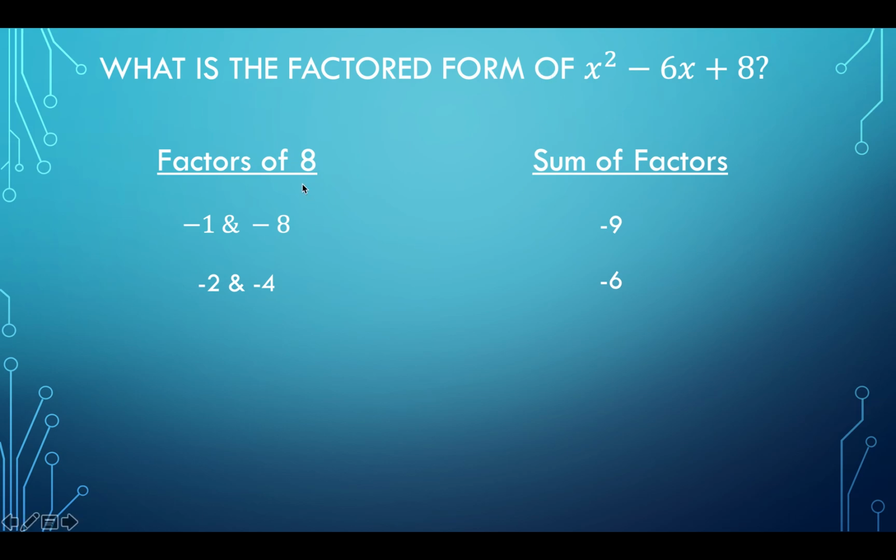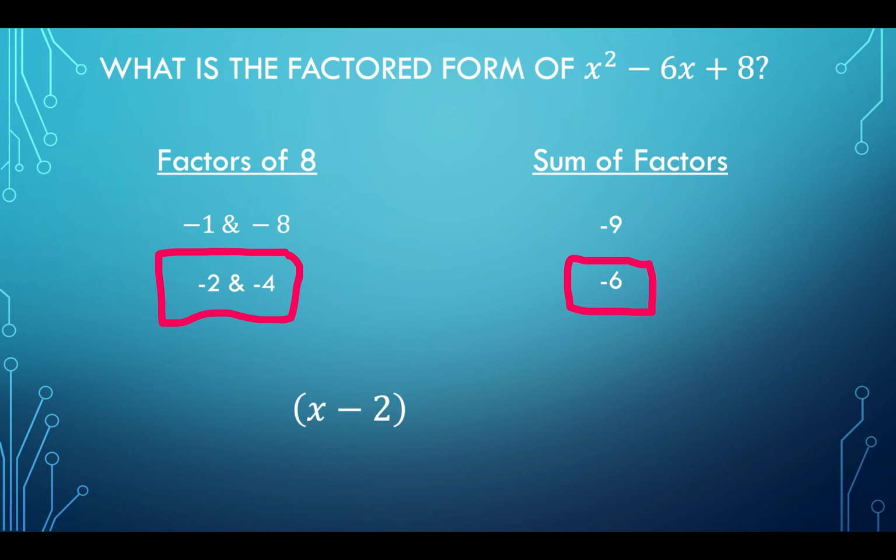So which of these factors will give me a sum of negative 6? Negative 2 and negative 4, and that does equal negative 6. So I open my parentheses, x minus 2 and x minus 4. This right here is your factored form of this.